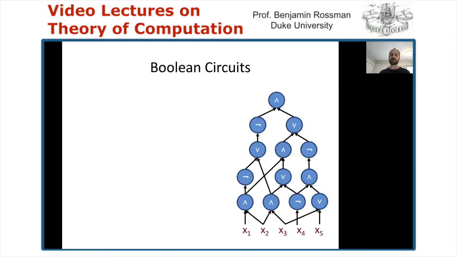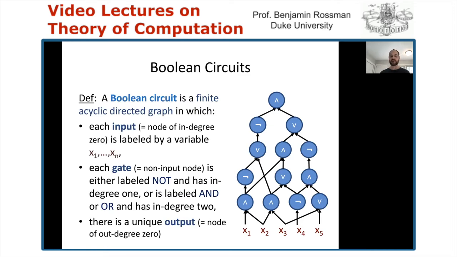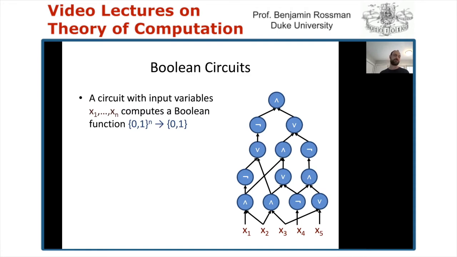Boolean circuits are the model we study for computing Boolean functions. The way we formally define a Boolean circuit is as follows. It's a finite acyclic directed graph whose inputs are labeled by the coordinates of the input string. Each gate in the circuit is either a NOT gate with in-degree 1 or an AND or an OR gate with in-degree 2. And there's a unique output gate at the top, which is producing the function that the circuit computes. So a circuit with n input variables computes a Boolean function of n variables in the natural way.